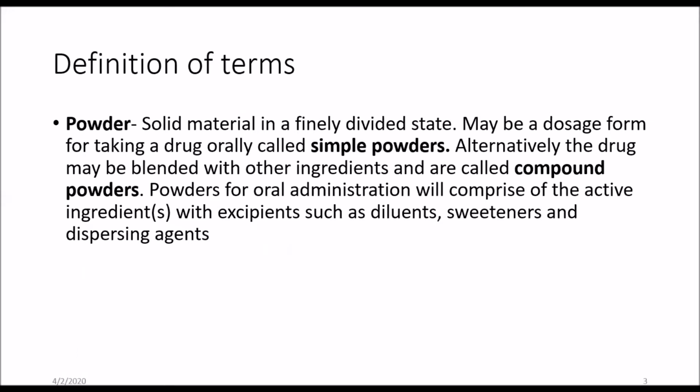We want to look at what's a powder. Powder is a solid material that is usually in a finely divided state, and the powder can be used orally as well as externally. You have simple powders that contain only one ingredient, and you have a compound powder that contains more than one ingredient, usually an active ingredient and other excipients such as diluent, sweeteners, and dispersing agents, as well as a compound powder can have one or more active ingredients.